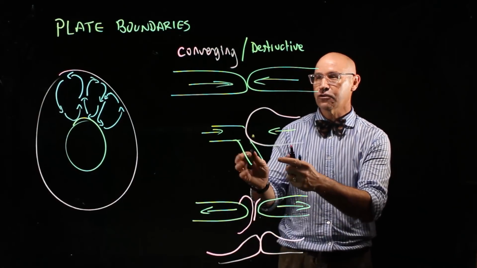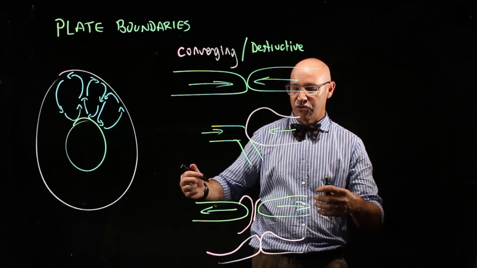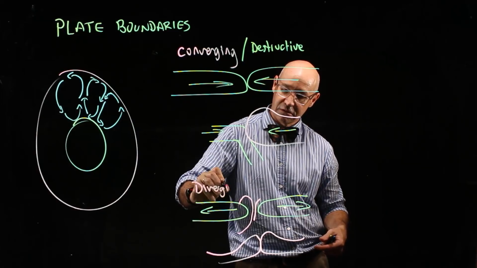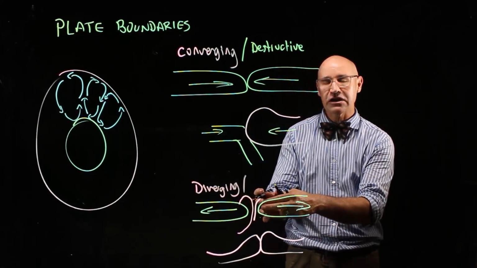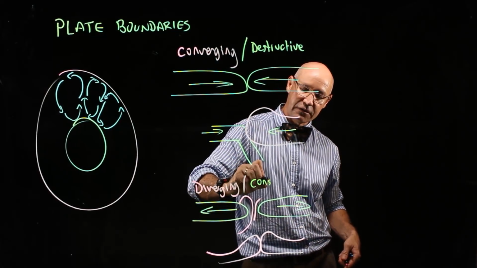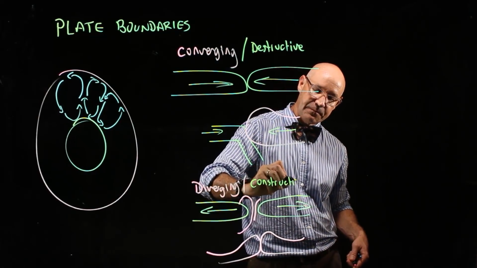This is called a diverging plate boundary, and because it's actually making new material, sometimes we call it a constructive plate boundary.